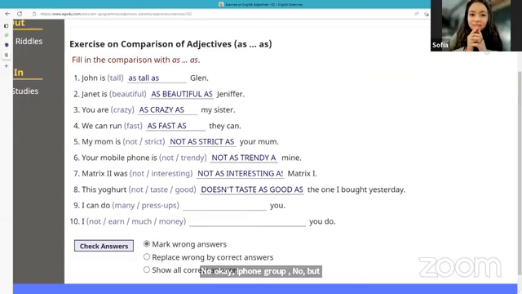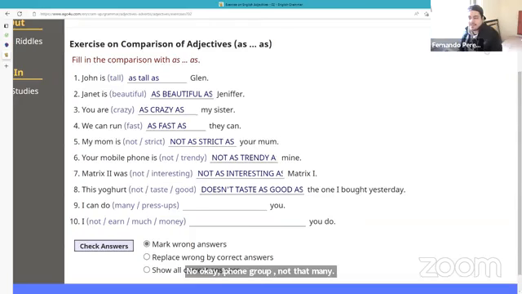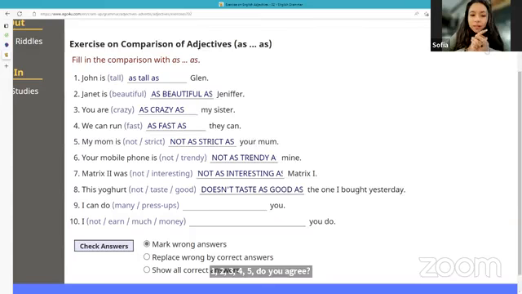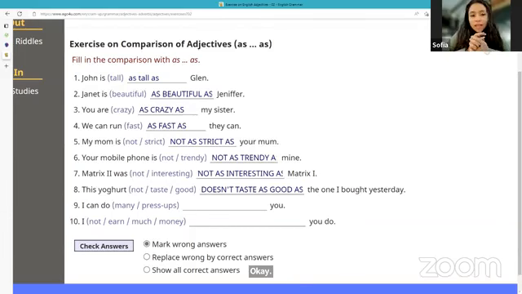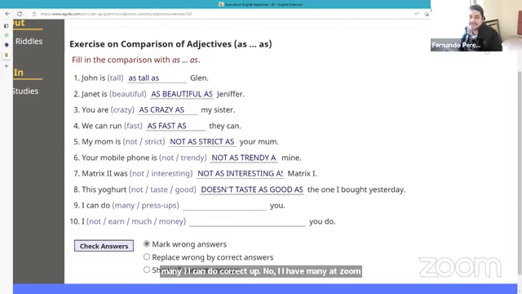Much is used for an indefinite quantity, and when you do press ups, you count them. 1, 2, 3, 4, 5. Do you agree? So therefore, it's countable. You cannot use much. Well, many. I can do press ups... No, as many as you. Press ups as many as you. Close.